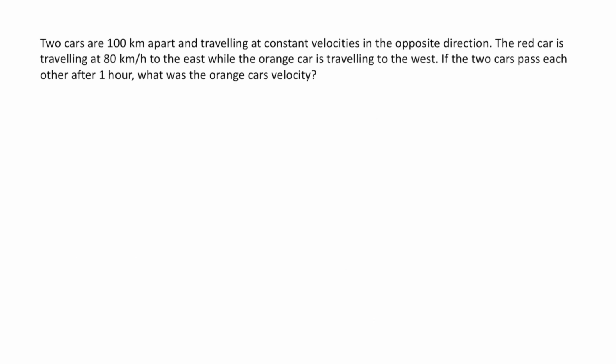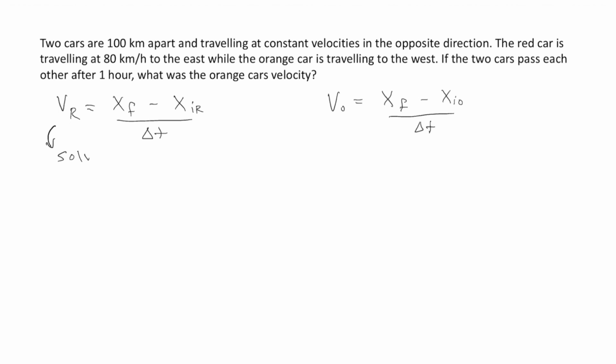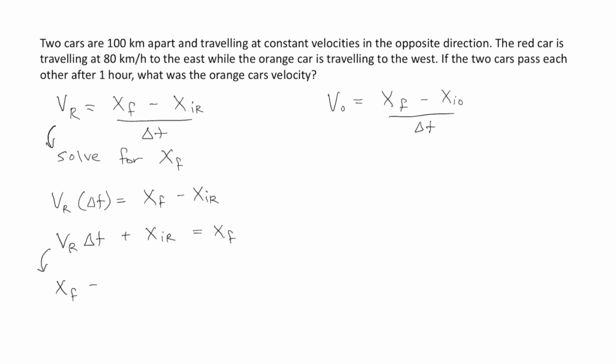Now on a clean sheet, let's start solving. I always like to start by writing out my equations. So we'll write out the VR equation and we'll write out the VO equation. Then what we want to do is use the VR equation to solve for XF. We'll start by rearranging our equation to isolate xf, the final position. Once I've rearranged my equation, I can just plug in my numbers. We know the velocity of the red car was 80 kilometers an hour, the time that passed while the cars were in motion was 1 hour, and we know the initial position of the red car was 0 kilometers. With that, we can solve for our final position, which is 80 kilometers.